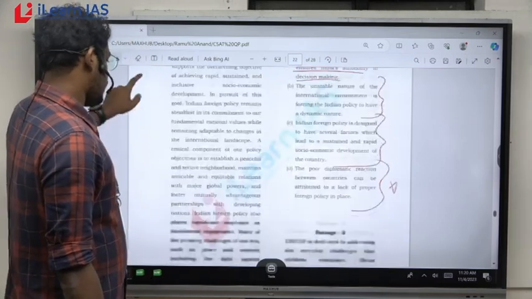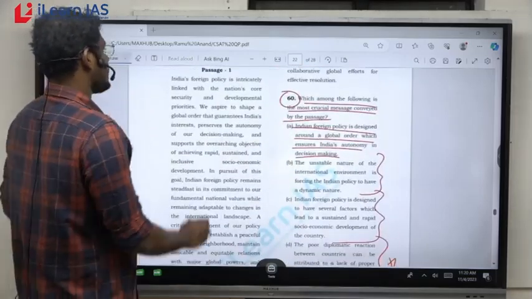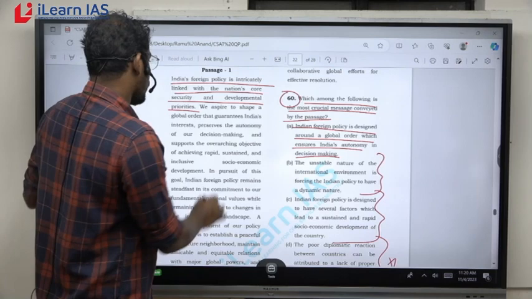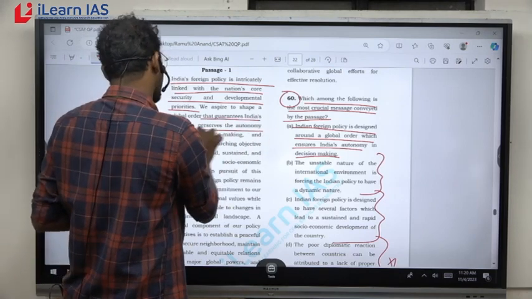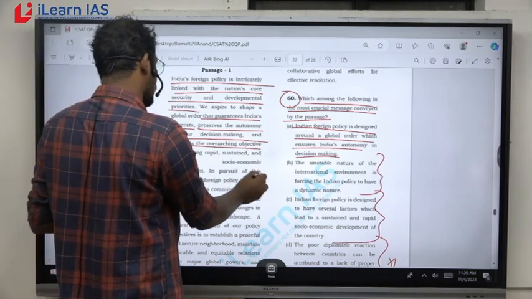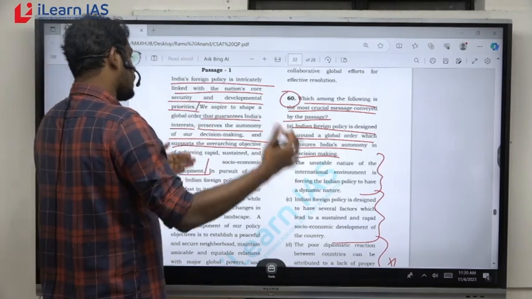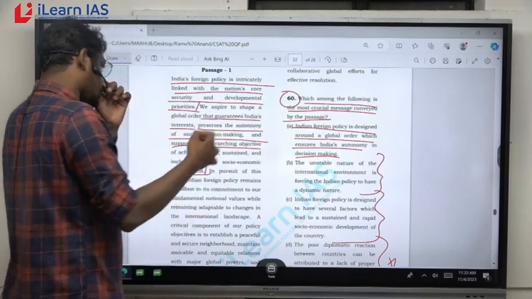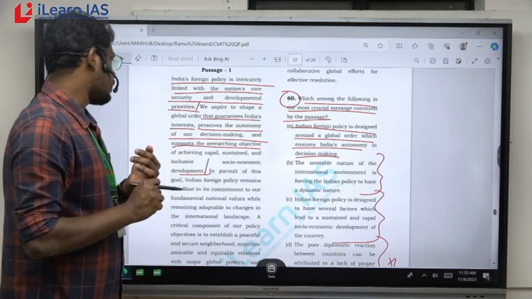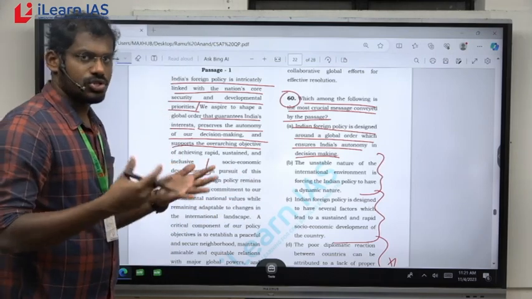Anyway, reading the passage. The passage is a lengthy one. India's foreign policy is intricately linked with the nation's core security and developmental priorities. We aspire to shape a global order that guarantees India's interests, preserves the autonomy of our decision making, and supports the overarching objective of achieving rapid, sustained, and inclusive socio-economic development. So our foreign policy initiatives include India's interests in socio-economic and different other aspects.